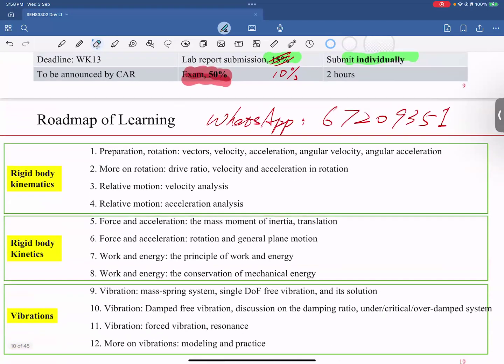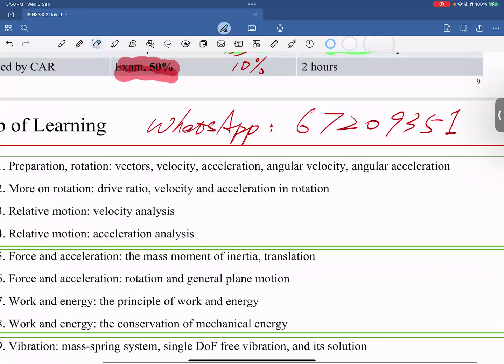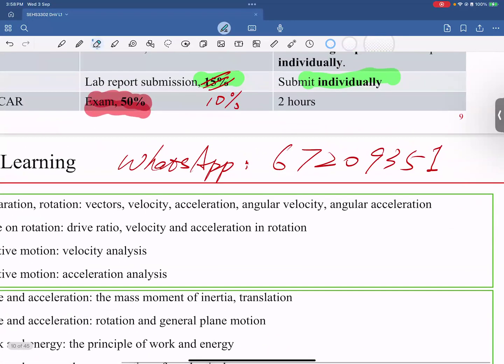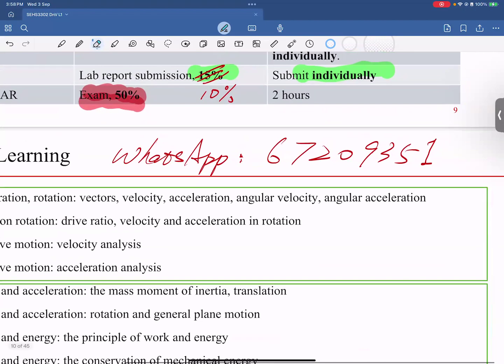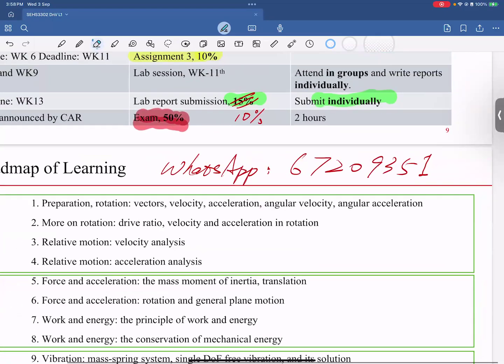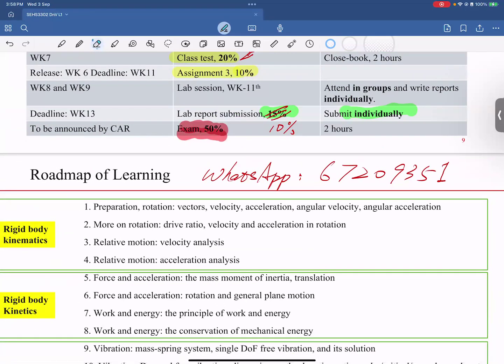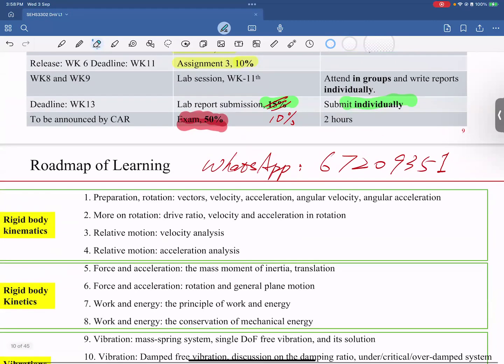One more thing for the students who are not in the classroom. This is my official WhatsApp. By using this number, you can send questions for consultation about this subject.